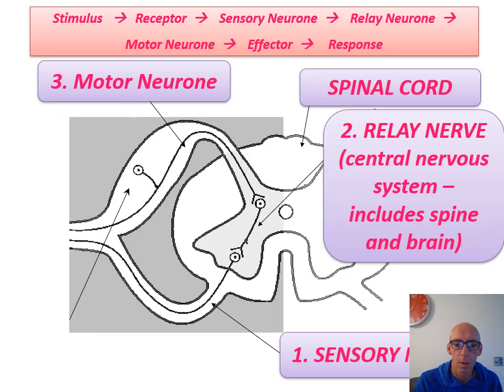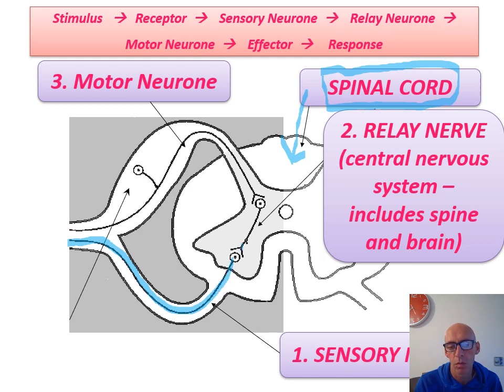So how does it all work? Well, there's three parts to it. This is a section through your spine. So here, when it says spinal cord, this here is looking at a section of the spine. Information is carried in, for example, from your finger. If you touch something hot, information is carried in here through a sensory nerve.